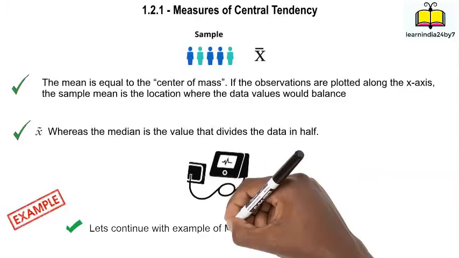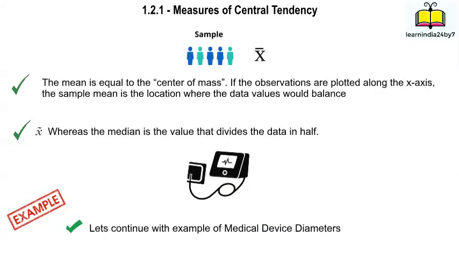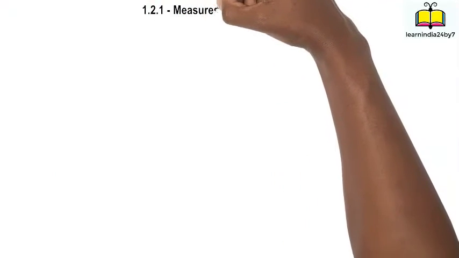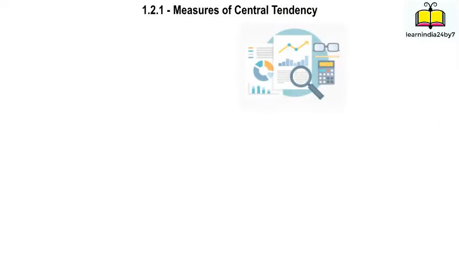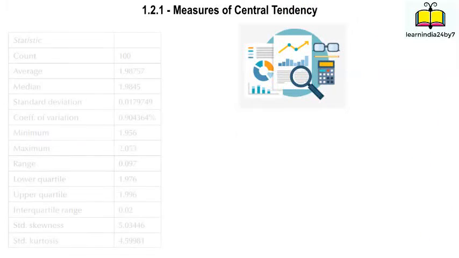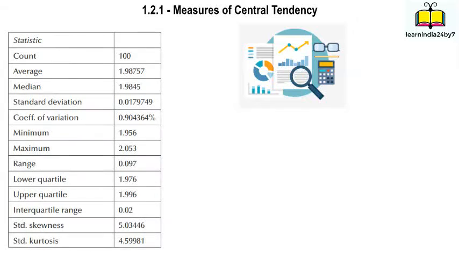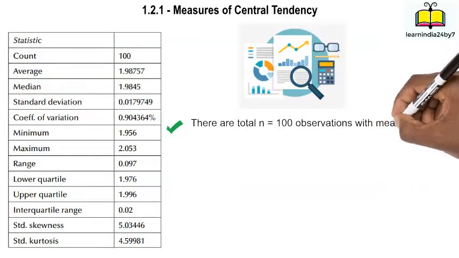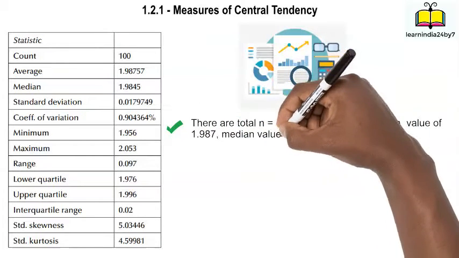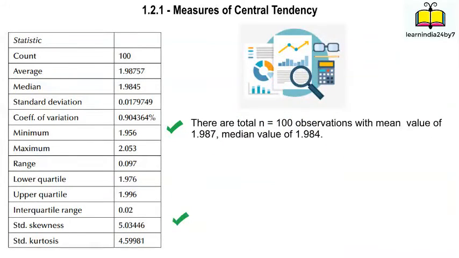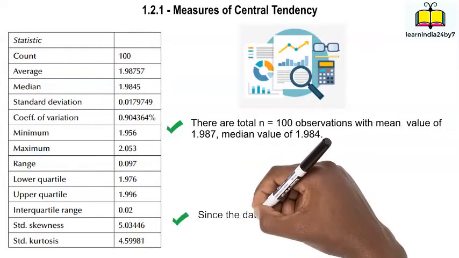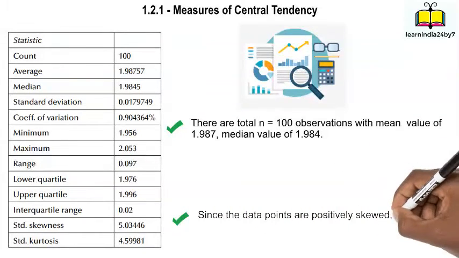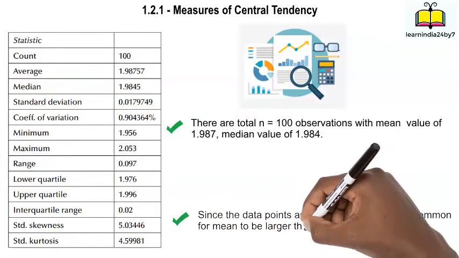Let's now continue with the example of medical device diameters. There are a total of 100 observations with a mean value of 1.987 and a median value of 1.984. Since the data points are positively skewed, it is common to have a mean value greater than the median.